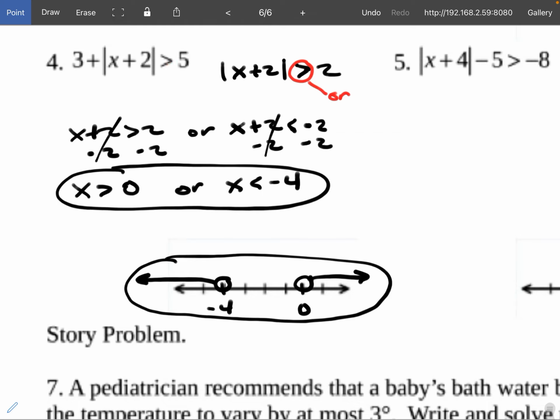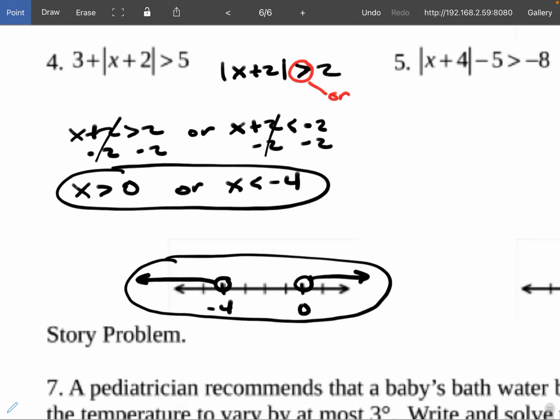Negative 3. Absolute value of negative 3 is 3. 3 plus 3 is 6. Is 6 greater than 5? Yes, it is. It's obvious. So that's how you check them, okay?